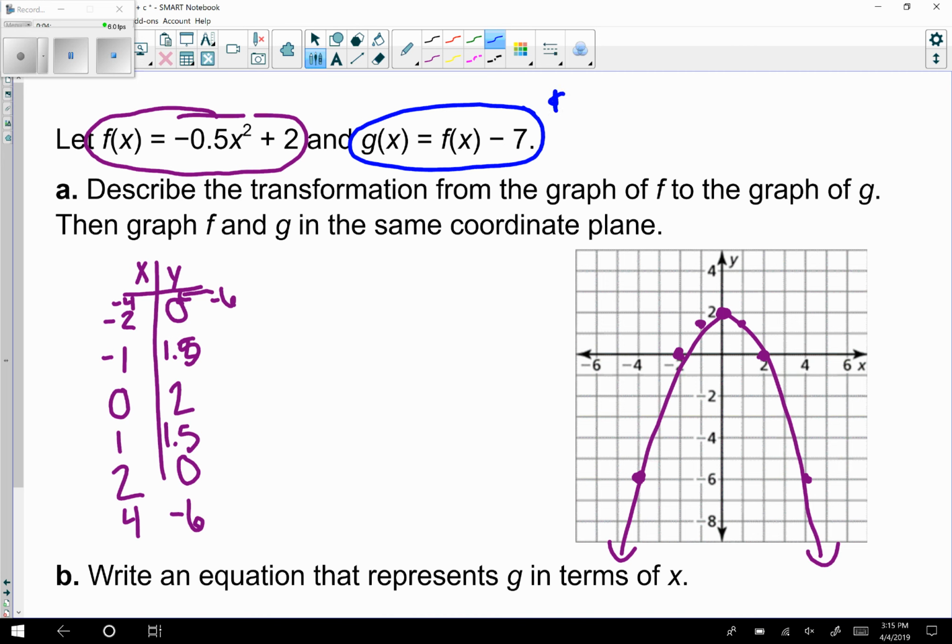All right, let's take a look at g of x really quick. What they want you to do is take this f of x function and move the entire thing down 7 units. Okay, so let's grab this vertex and we'll go 1, 2, 3, 4, 5, 6, 7. And then I'm going to do, let's see, I went down 1.